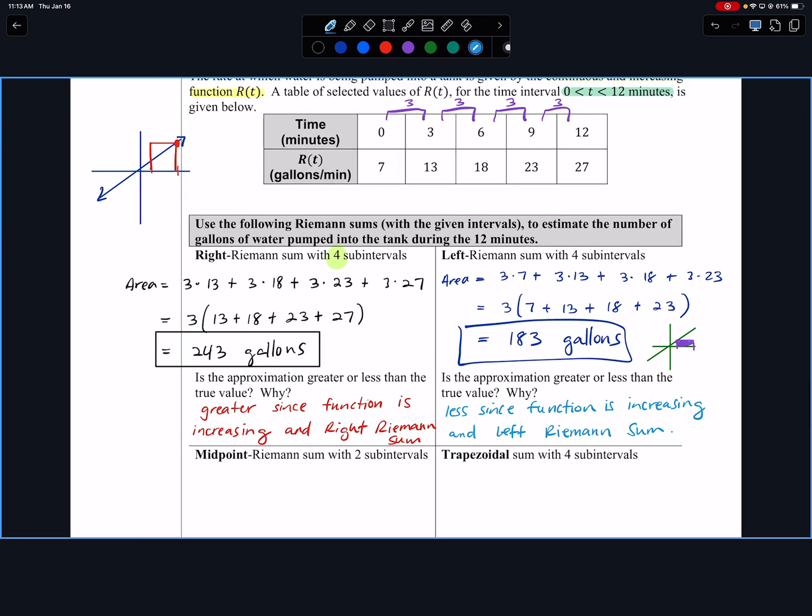So you guys have it in front of you. I'm gonna copy and paste the table so I don't have to keep scrolling up and down.